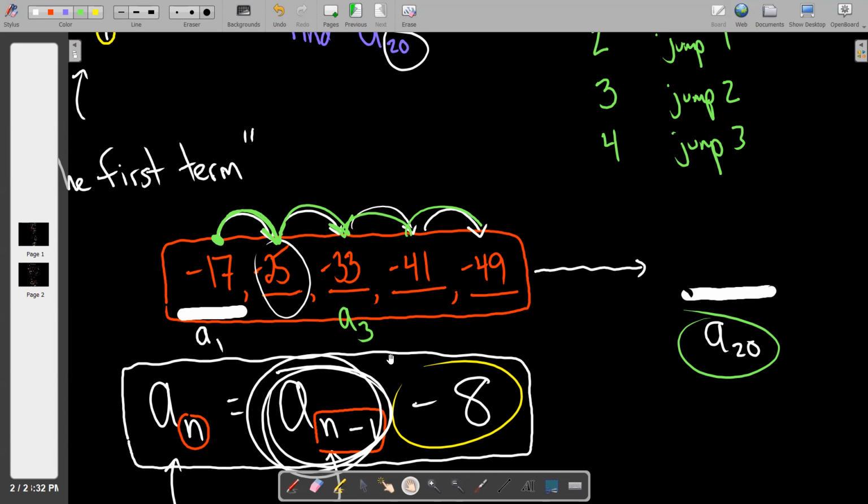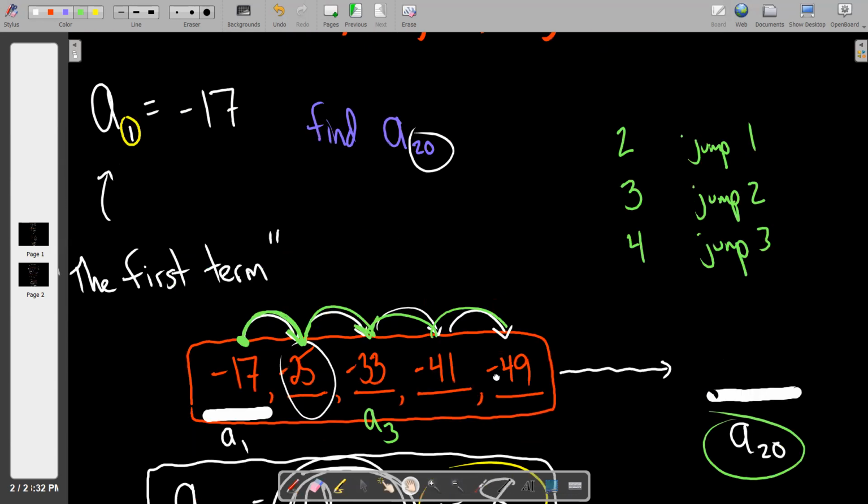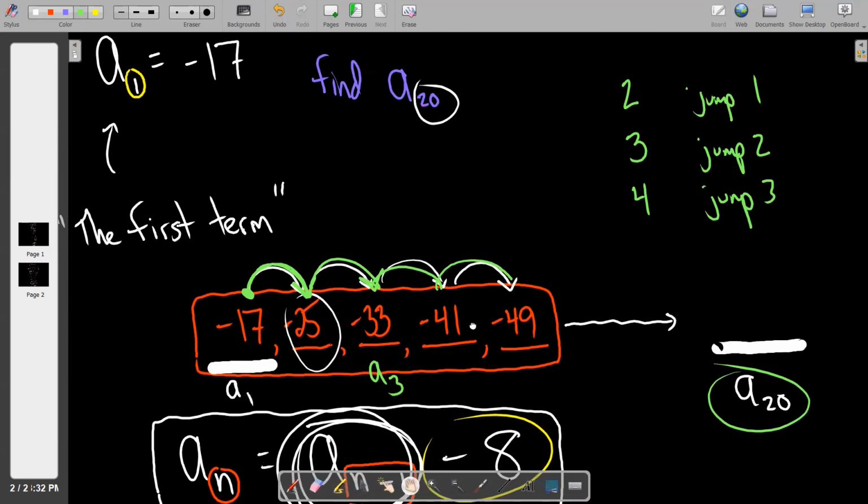Like a sub 1 is the first term. It's like, here I am, first term. If I jump once, I'm not on 1, I'm on 2. If I jump twice, I'm on 3. See how they're one away from each other? So when we think about this sequence, we have to think about where do I start and then how many jumps do I make?